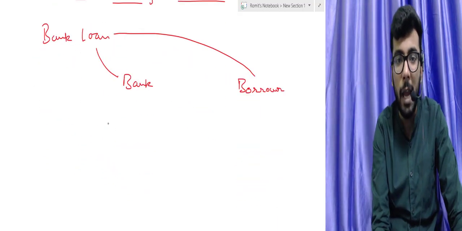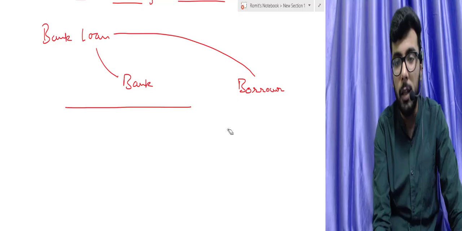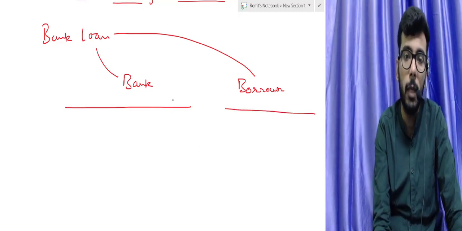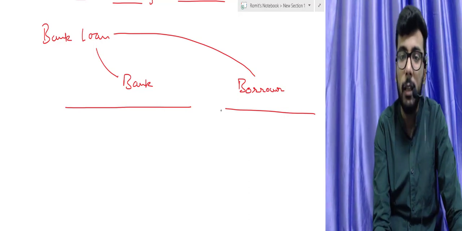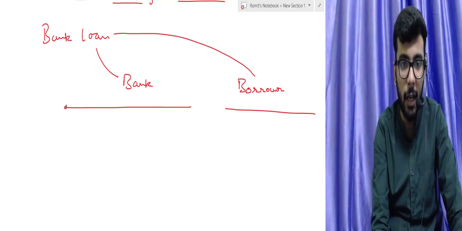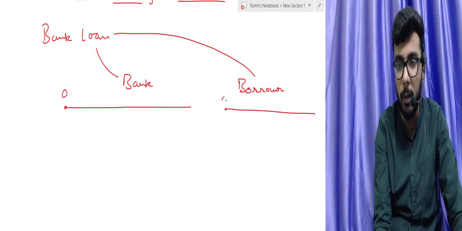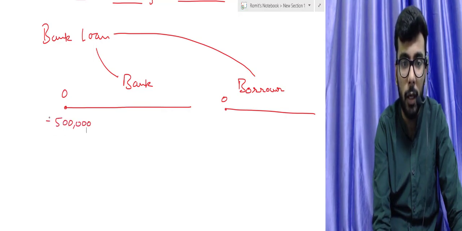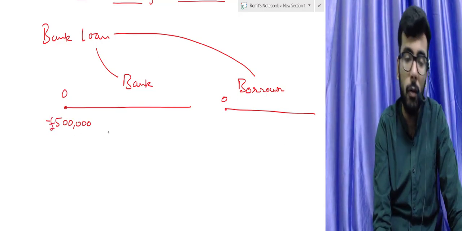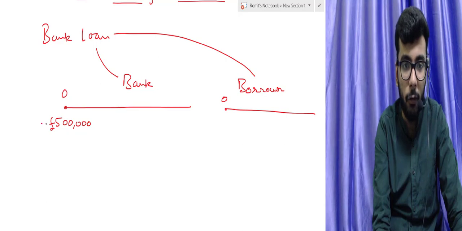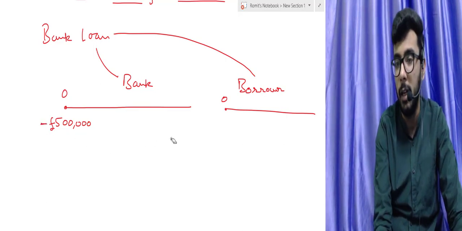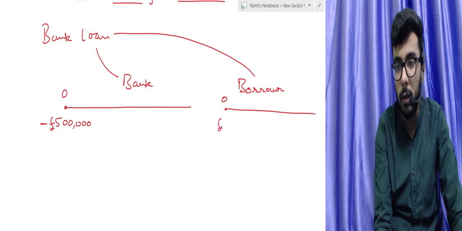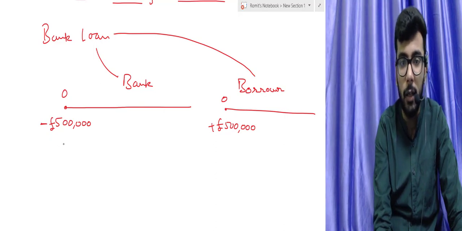Now in case of a bank loan, in the very beginning there is a transfer of money from the bank to the borrower. That is the initial loan granted. Let's say at time 0, I'm drawing the timeline of both the bank and the borrower. The loan granted by the bank is 5 lakh pounds. So this is an outflow for the bank, so I'll write it with a negative sign, and it is an inflow for the borrower, so I'll write it with a positive sign.